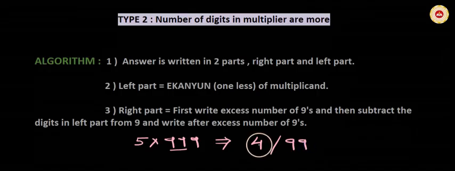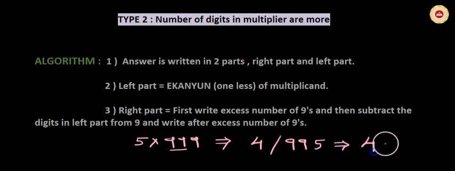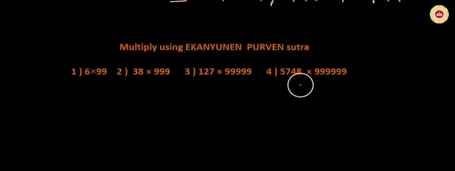Now subtract digits at left part from 9. So subtract 4 from 9. So 9 minus 4, 5. So the answer is, remove slash and write 4995. Correct? Let us solve a sufficient number of examples.